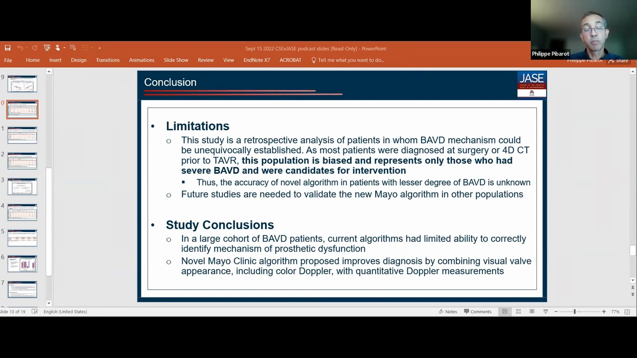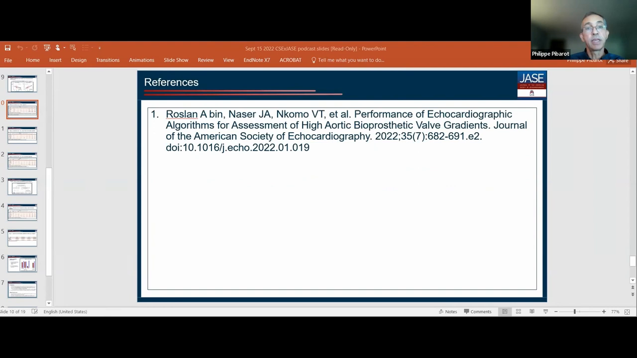And so this novel algorithm proposed by the group at the Mayo Clinic improved the diagnosis by combining the visual appearance of the leaflets, again, very important, including also color Doppler with quantitative Doppler measurements. Especially DVI, acceleration time, and the AOA are the key parameters to consider. And on this, I just want to refer you to this reference and strongly suggest that you read this excellent paper that has been published in JASE. You have the reference here, and I look forward to the discussion on this very elegant study.